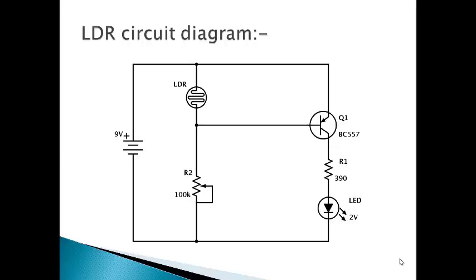If a high intensity beam falls on the LDR, it produces a low intensity headlight, which helps the incoming vehicle driver to see the road and drive safely. Similarly, when the vehicle passes off, no light falls on the LDR, and the vehicle produces a high intensity headlight so that the driver can drive safely.